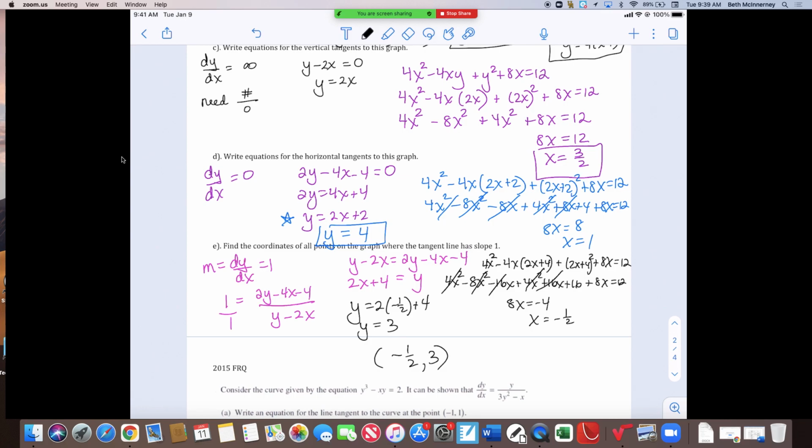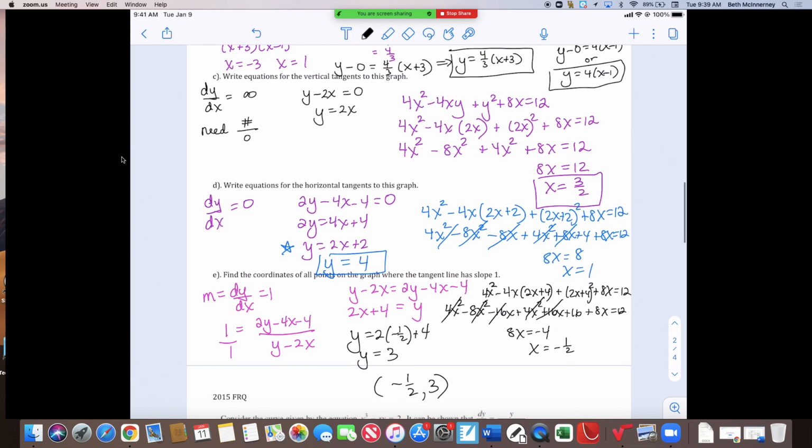Let's go to Desmos and take a look at this and see if we can make a connection graphically to what's going on. Everybody got that? No, because that is the derivative. Yeah.